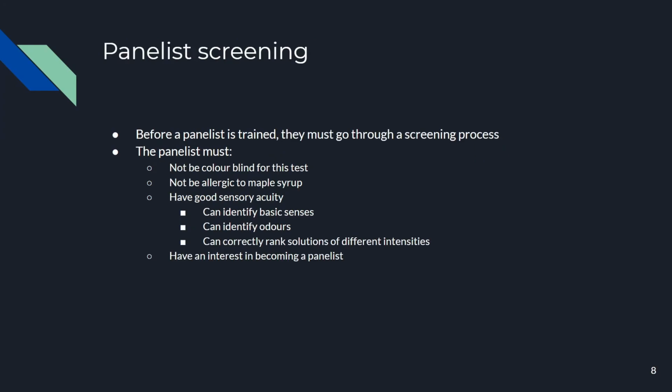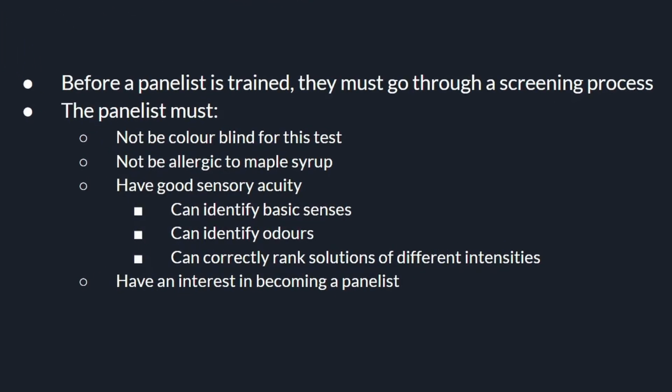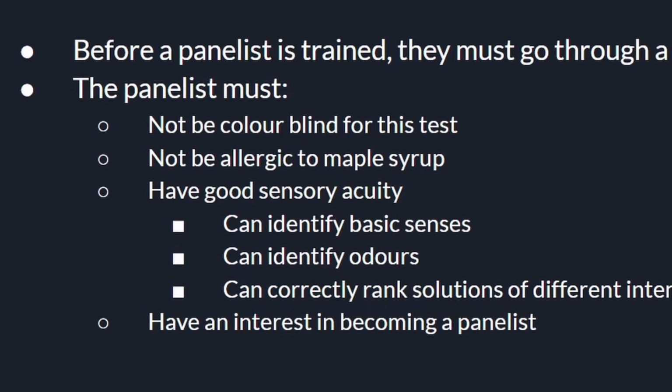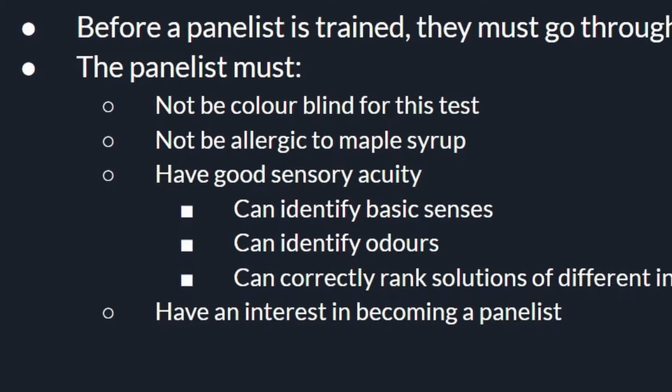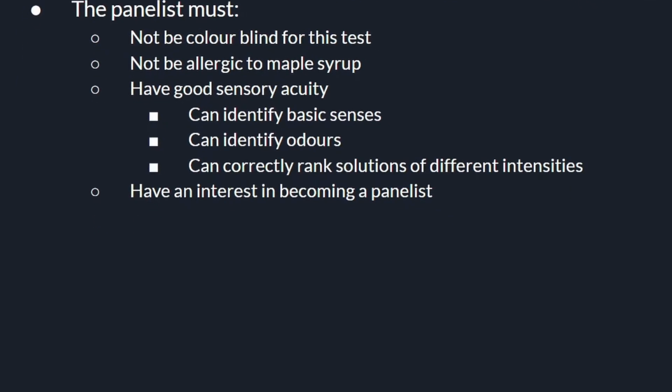Before a panelist is trained, they first must go through a screening process. In the screening process, the person must not be colorblind, have no maple syrup allergies, and have a good sensory acuity overall. So this means they can identify the basic senses, odors, and can rank solutions of varying intensities correctly.